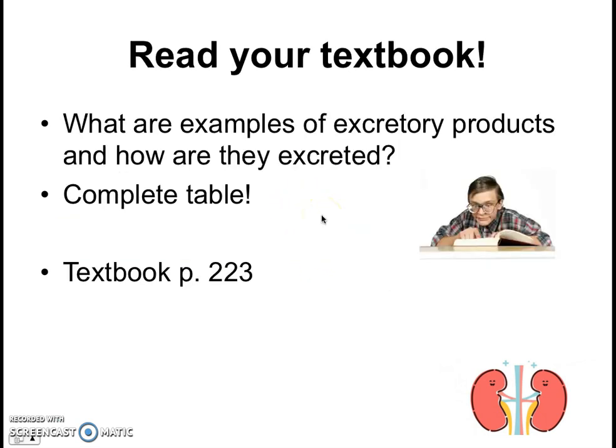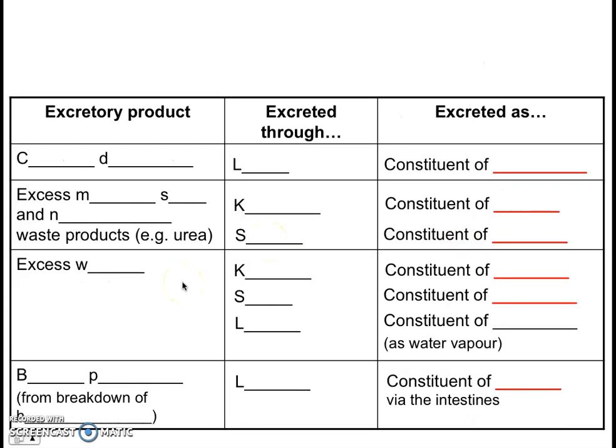Alright, time for you to do some work. I want you to turn to the textbook on page 223. There are some examples there of excretory products and how they are excreted. I want you to complete the table in your notes. So pause the video here, complete the table, and refer to these pages to learn more about what the excretory products in our body are. Okay, this is the table you're supposed to do. So try it first.